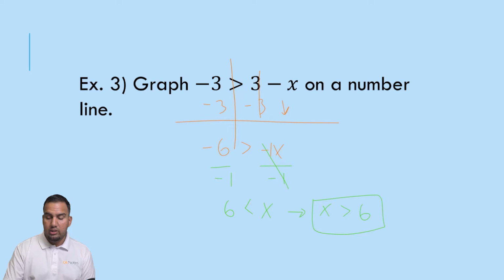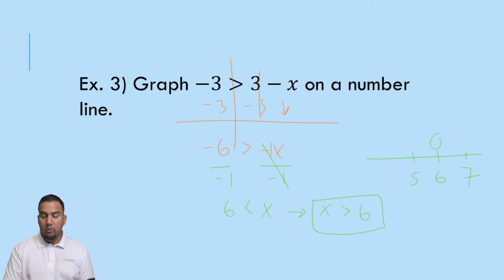So now I could actually draw this on a number line. I'm going to put 6 in the middle. I'm going to put 1 less than, 1 greater than, just so that's a balanced number line. I'm going to ask myself what type of circle this is going to be. It says x is greater than, which is an open circle. Now, which way is the arrow facing? I can do the trick because x is on the left-hand side.